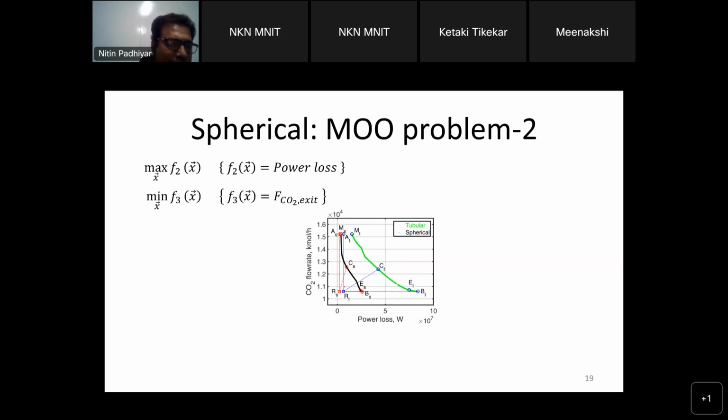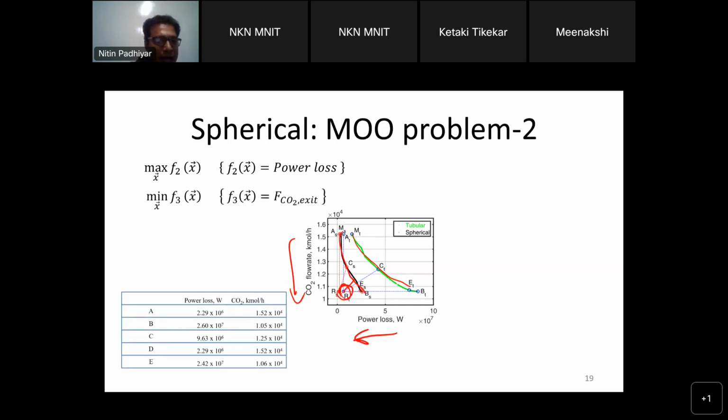Look at this. This is the ideal point. I want to minimize power loss and I want to minimize carbon dioxide. And look at this: the black curve is closer to the ideal point as compared to this green curve. The green curve is the tubular reactor and the black curve is the spherical reactor. So explicitly, I can say how much benefit I'm getting with the spherical reactor as compared to the tubular reactor. I can quantify that, and that is what we have shown in this paper.